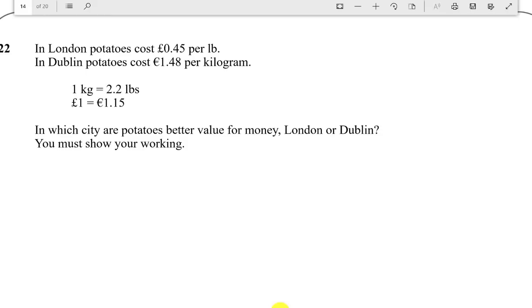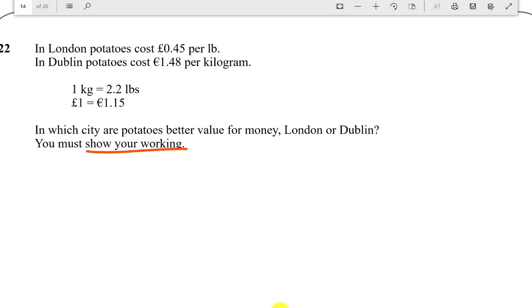Question 22. In London, potatoes cost 45 pence per pound. In Dublin, potatoes cost €1.48 per kilogram. 1 kilogram is equal to 2.2 pounds, and £1 is €1.15. In which city are potatoes better value for money, London or Dublin? You must show your working, so we have to show all the working here.